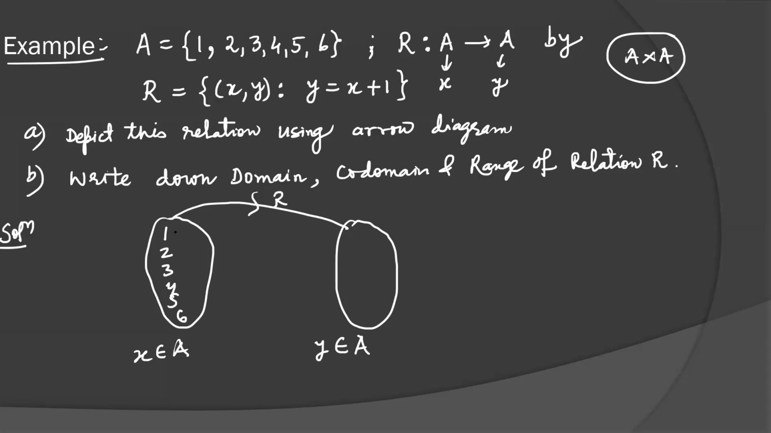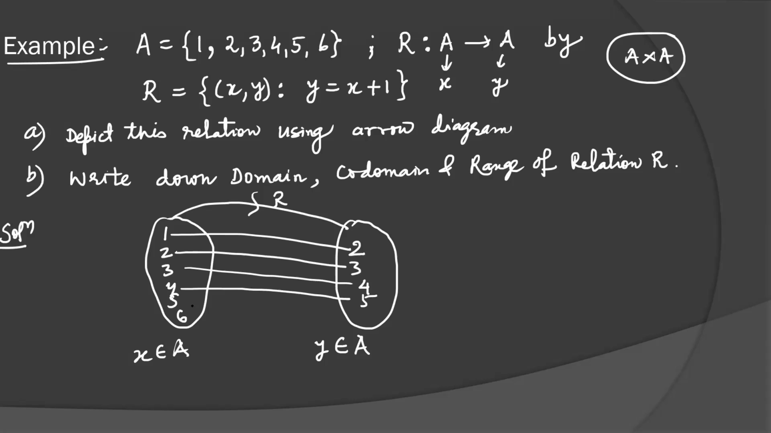So what will be y? When you put x equal to 1, y will be 2. When you put x equal to 2, y will be 3. When x equal to 3, y will be 4. When x equal to 4, y will be 5. When x equal to 5, y will be 6.